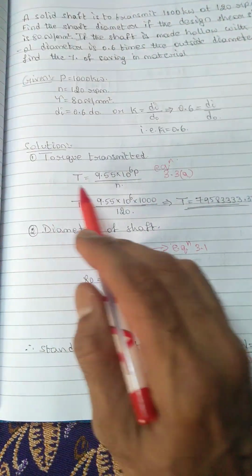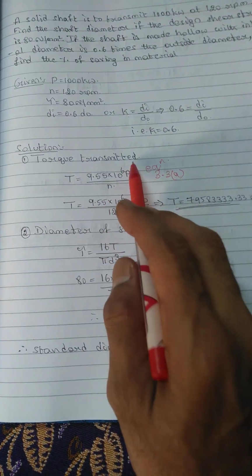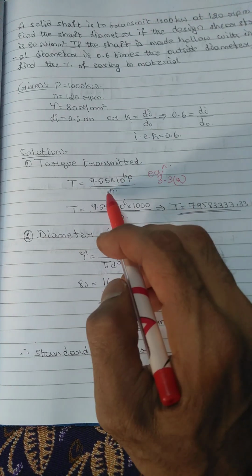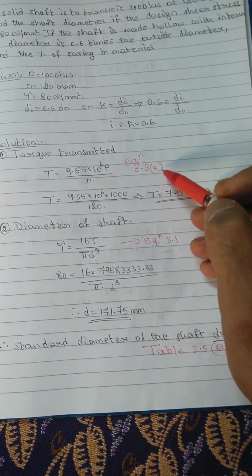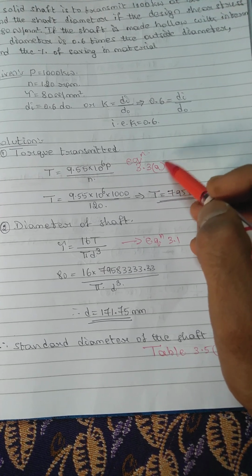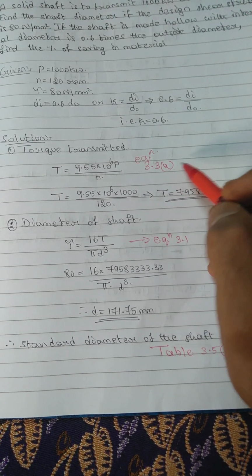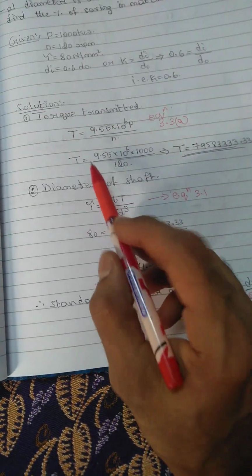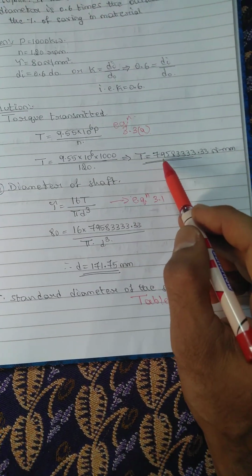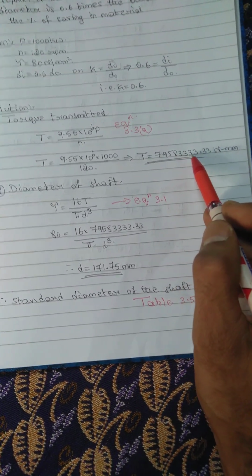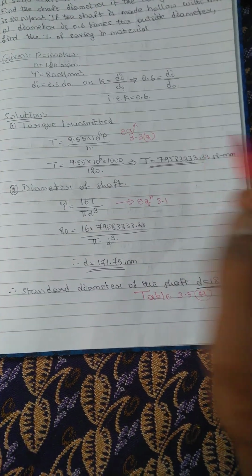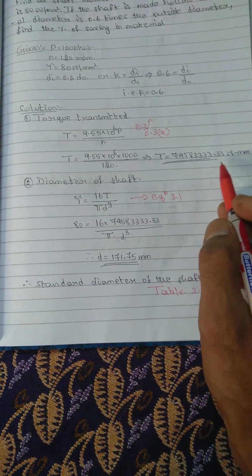Initially, the torque transmitted by the solid shaft, T, is equal to 9.55 into 10 to the power 6 P by N. I'll be using the design data handbook by K. Mahadevan and Balveer Reddy, equation 3.3a. So the torque transmitted will be T equal to 79583333.33 newton millimeter. Keep the torque transmitted in terms of newton millimeter, it will be easy for your further calculation as well.